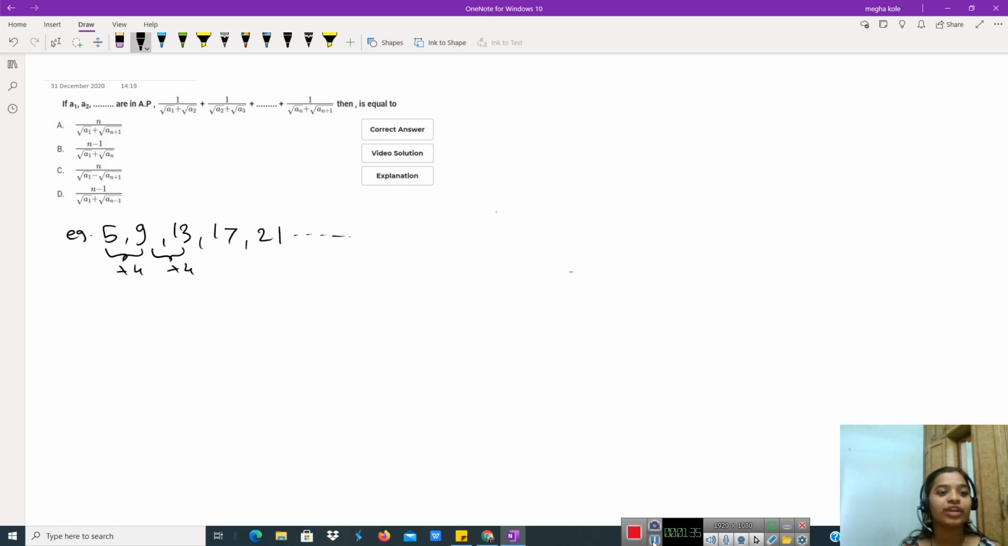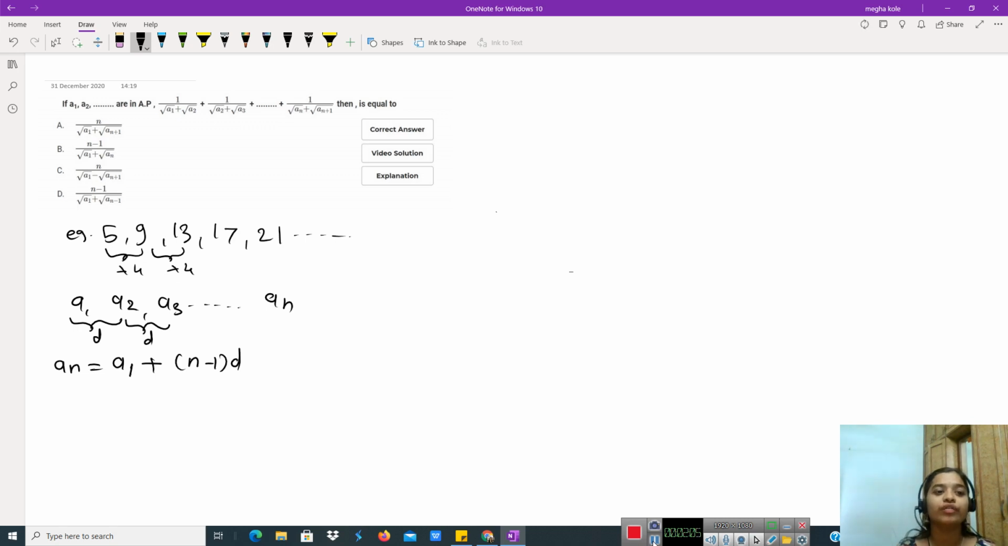Okay, so if A1, A2 and so on are in AP, this means A1, A2, A3, and so on up to AN. The difference between every two successive numbers will be constant. We can call it D. The difference between both of these will be D. So in this way, if we want to find the nth term, we can find it using the formula A1 plus n minus 1 into D.